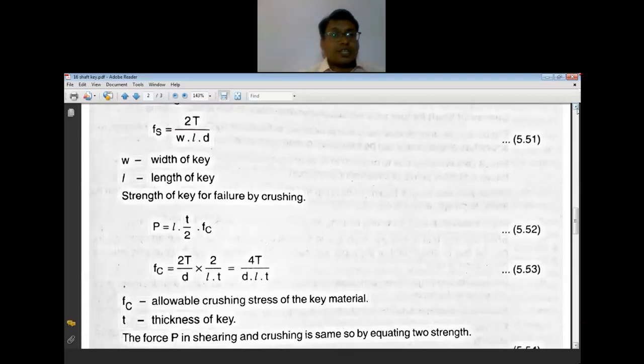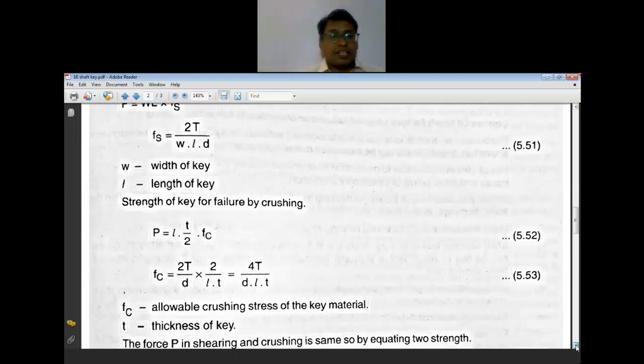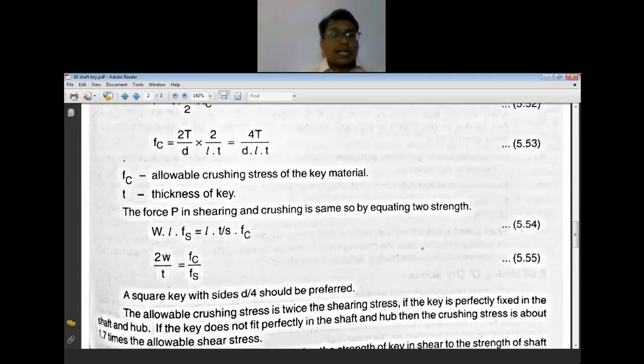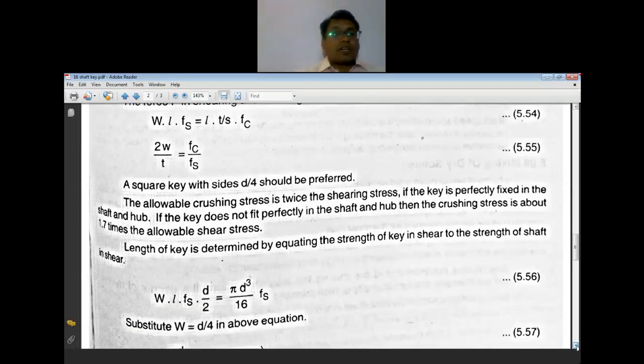Which is nothing but W L into Fs. So this W L into Fs is equated to L into T by 2 into Fc. You will simplify it to 2W upon T into Fc upon Fs. So after simplification, you will get the ratio of the width to the thickness of a key. That is the ratio that you got.